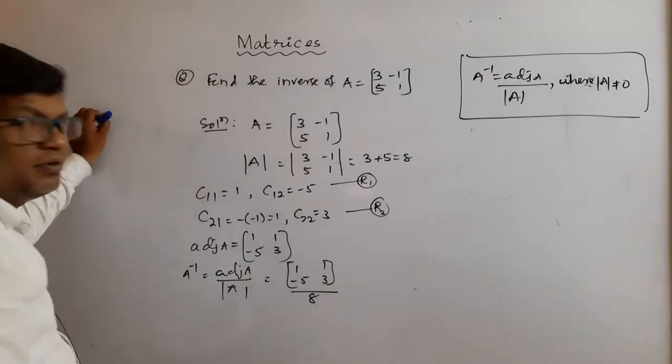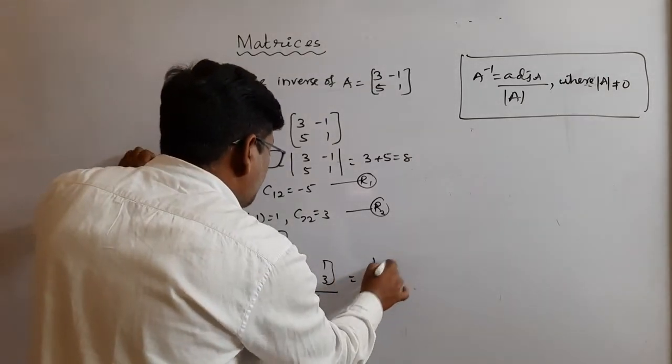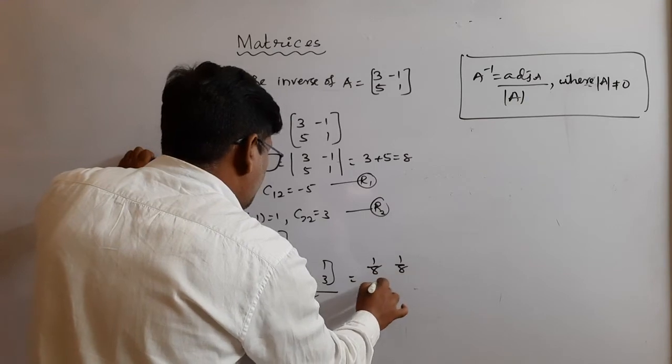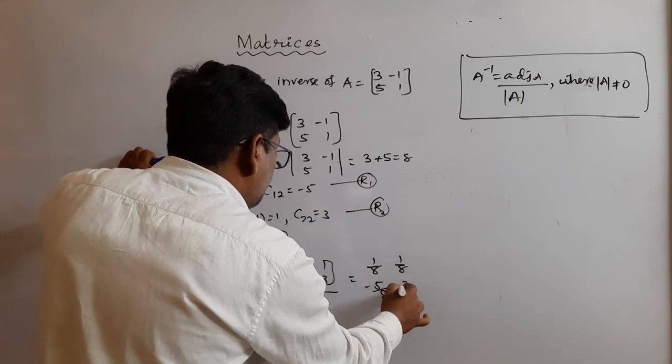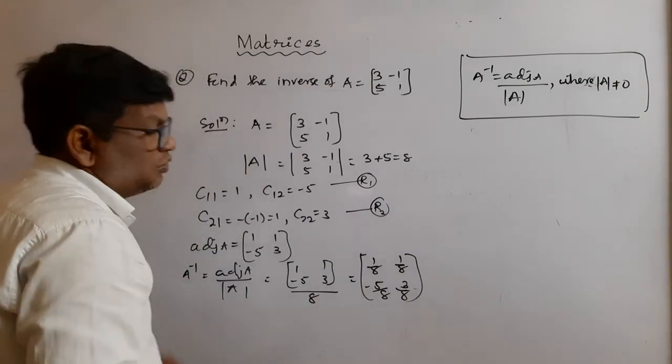So divide every term by 8. 1 by 8, 1 by 8, minus 5 by 8, 3 by 8. This is the answer.